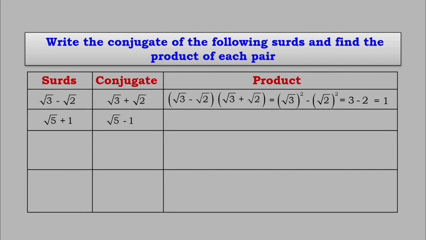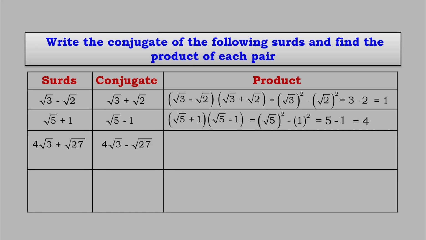Similarly, root 5 plus 1, if that is the surd, then the conjugate will be the opposite of it, root 5 minus 1. So now do the product and apply the identity. We got the product as 4. Now 4 root 3 plus root 27. So the conjugate will be 4 root 3 minus root 27. Just the opposite. We have to change the sign. If the surd is a plus b, then the conjugate will be a minus b. Or if the surd is a minus b, then the conjugate will be a plus b.